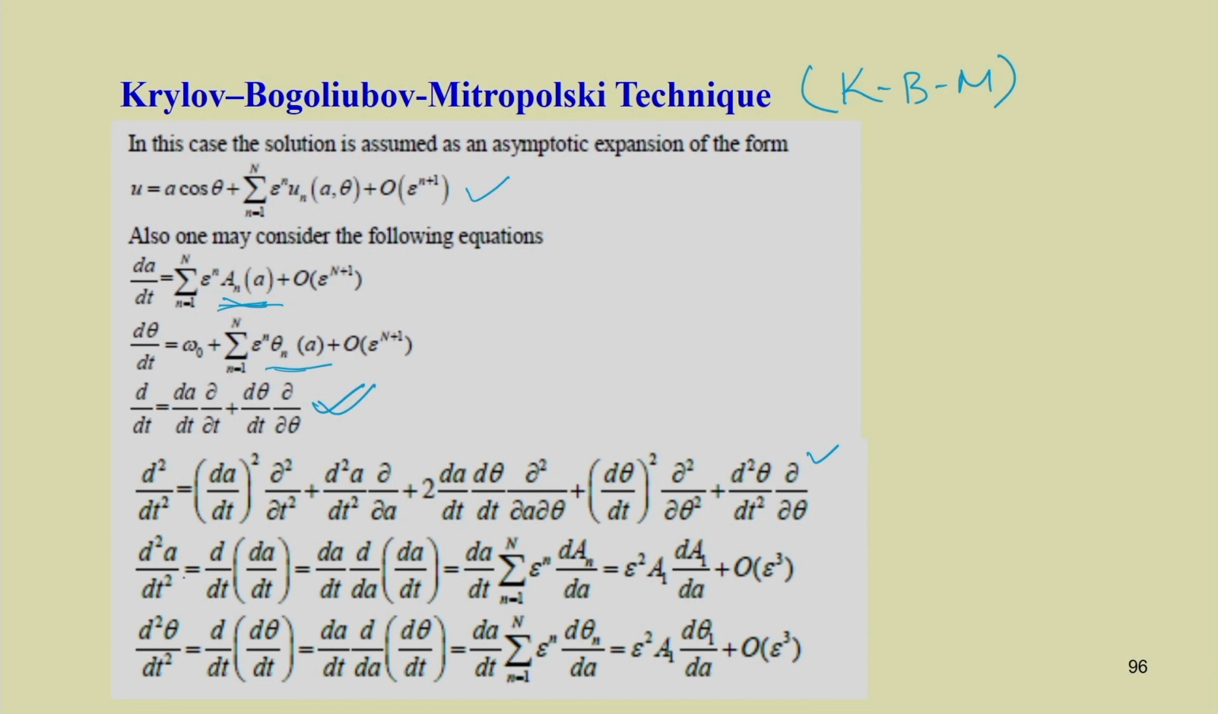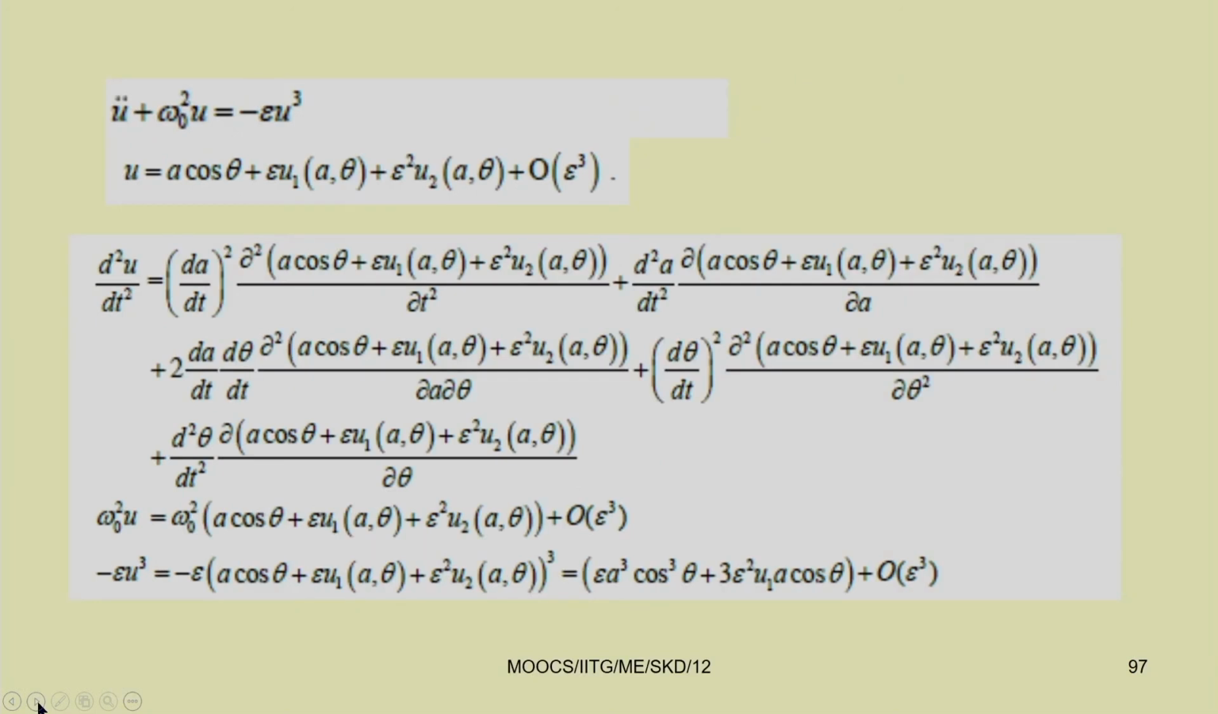Now, this d²A/dt² can be written as d/dt of dA/dt, which is nothing but epsilon squared A1 dA1/dA. Similarly, d²θ/dt² is nothing but epsilon squared A1 dθ1/dA. This way, using this KBM method, one has to use these equations to solve the problem.